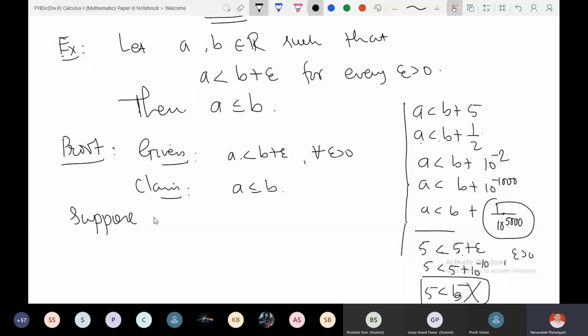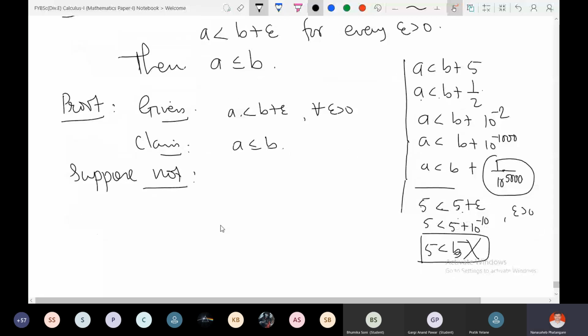Suppose this is not true. That is, suppose A is not less than or equal to B. Then what is the negation of A is less than or equal to B? The negation is A is greater than B. Right. Very good. So A is less than or equal to B; its negation is A is strictly greater than B, not equal, because equality is in this, so in the negation equality will not be there.